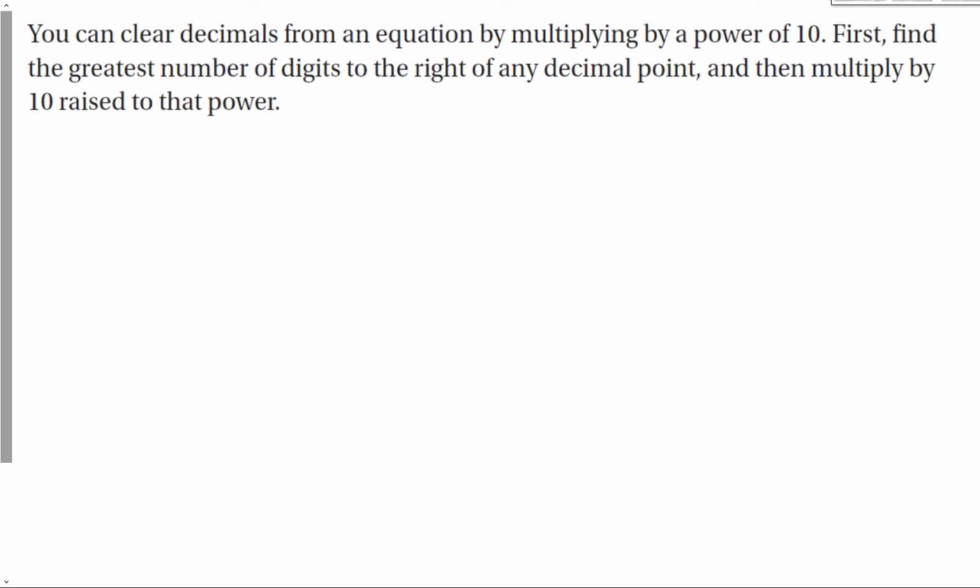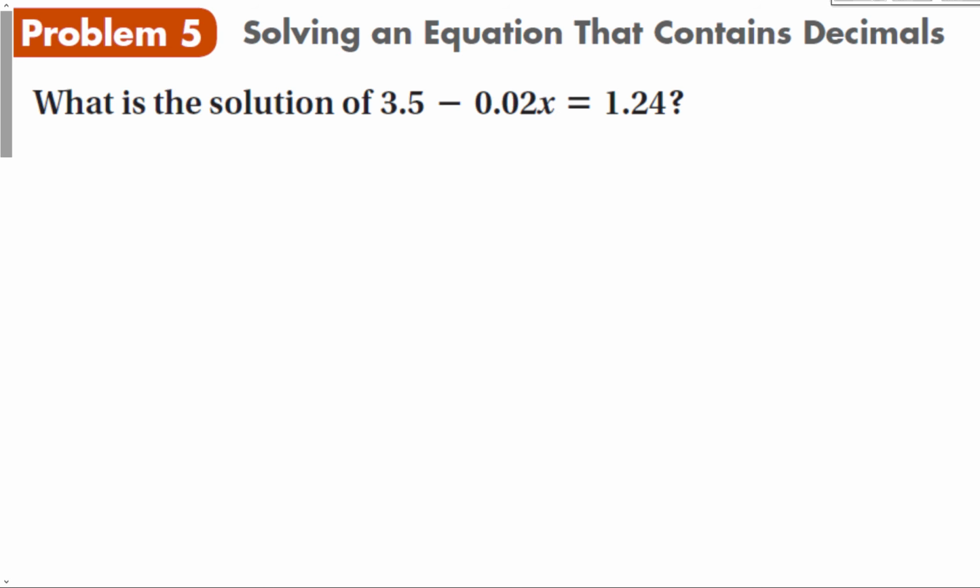And our last example shows us that we can clear the decimals from an equation by multiplying by a power of 10. First, find the greatest number of digits to the right of any decimal point, then multiply by 10 raised to that power. So what does that mean? It means if I have this equation, I could, if I had a calculator handy, subtract 3.5 from both sides and then just divide out the negative 0.02.